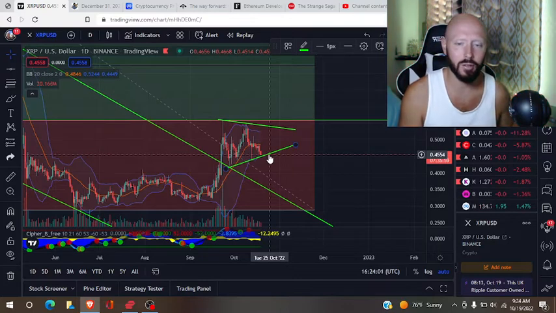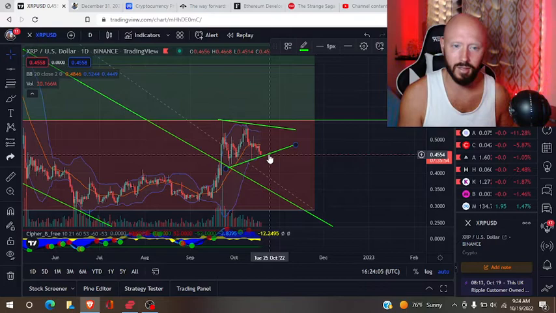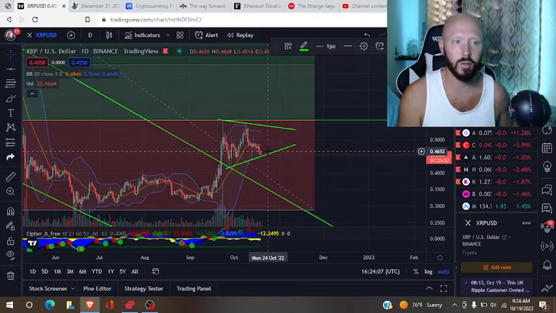I'm not big on shorting. I'm bullish on this industry. I know where it's headed. So I pretty much just play those breakouts.